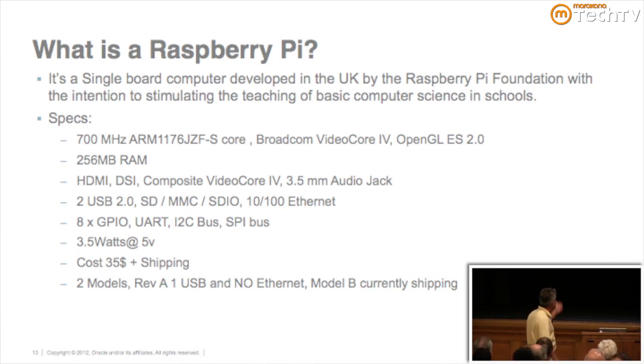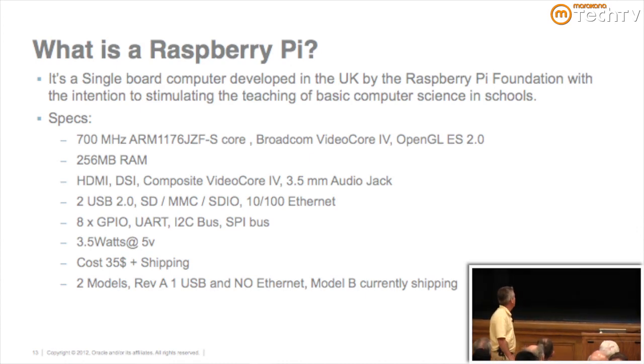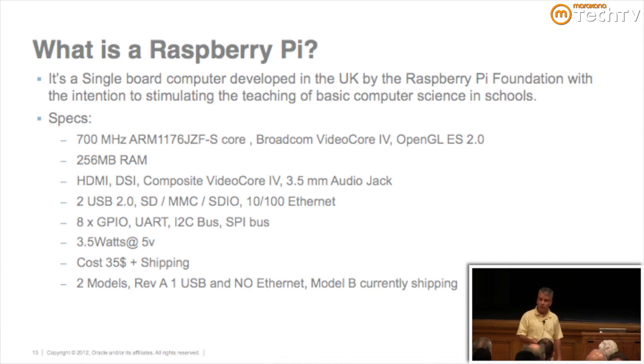The awesome 8 GPIO ports for those that would like to turn lights on and off on a little device. UART for interfacing with the device, I2C, the SPI bus. The cool part, 3.5 watts at 5 volts. That's pretty awesome for a small device. Cost $35. I'm sure you guys already heard all of this about the system and shipping. They have 2 models. The first model was the Rev A. They haven't shipped it yet. It has no Ethernet, 1 USB. This device here actually has, again, 2 USB slots and Ethernet. So the other one doesn't. And the HDMI.